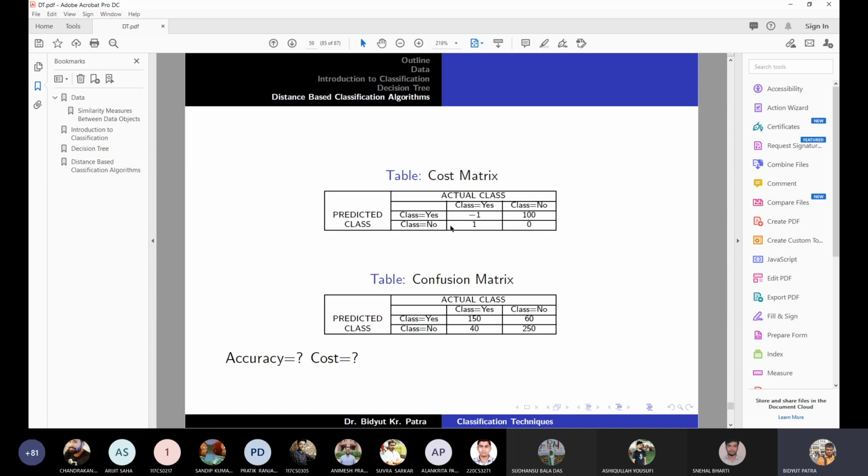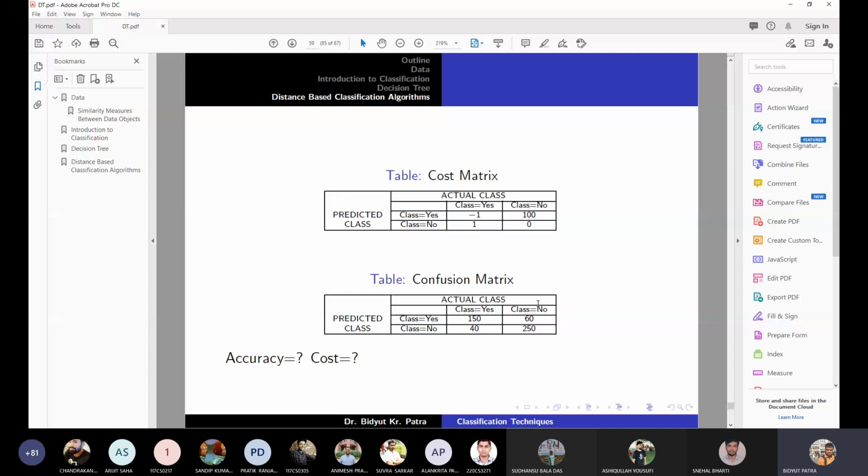Now the other way around: it is a corona patient, but my algorithm said it's not corona. So if it is negatively identified, there is no credit, no penalty. If you rightly identify the positive class, that is a reward of -1. And if a negative class is rightly identified, there is no penalty, and the other way around there will be a penalty.